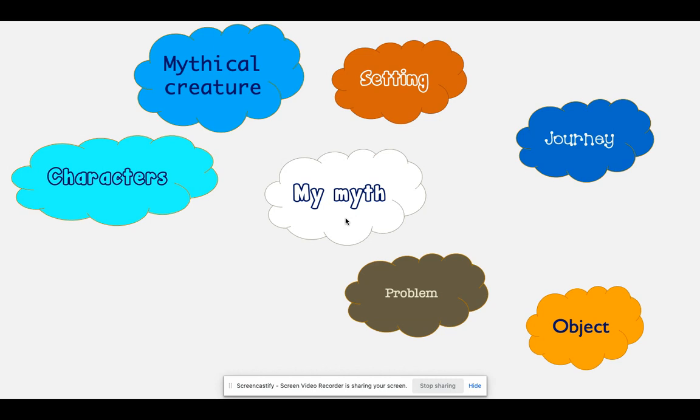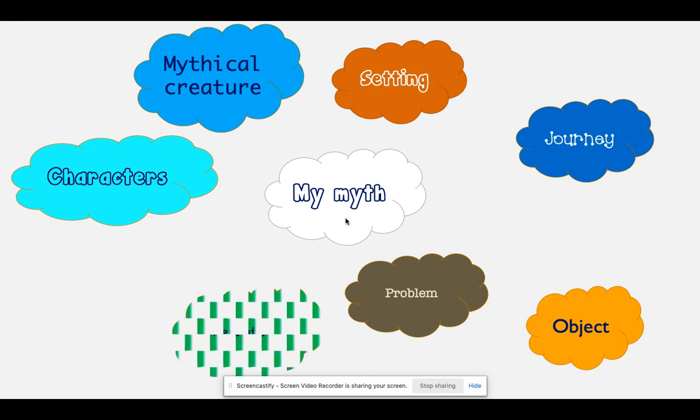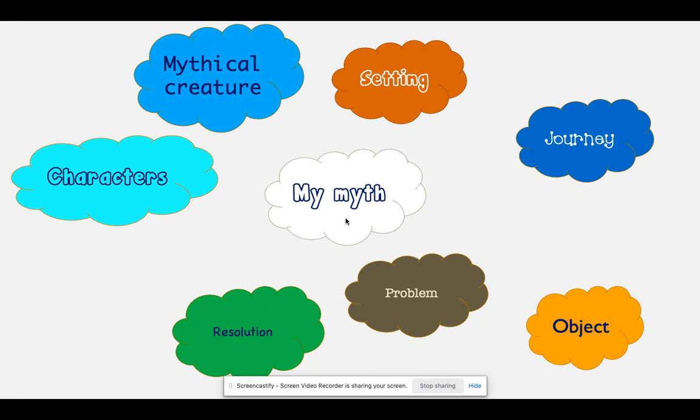There's always a problem. Always a problem between the creatures, the characters, the object, and possibly even happening on the journey. Then there's a resolution. How did the problem get solved? And the most important thing, what lesson was learned? Now, if you did not get a chance to finish all of this, pause the video once again and complete these. If you did not draw clouds, that's fine. You can just write the words down like we would do in class.